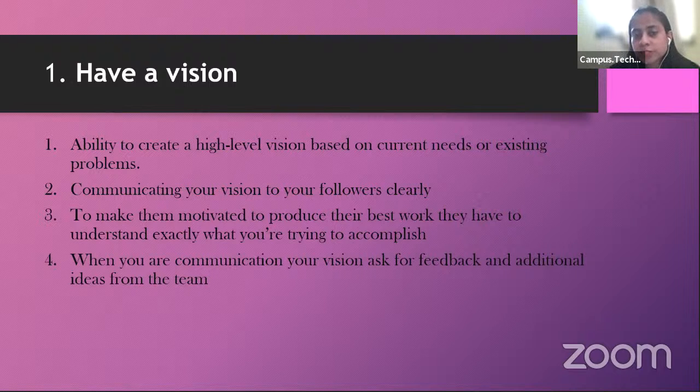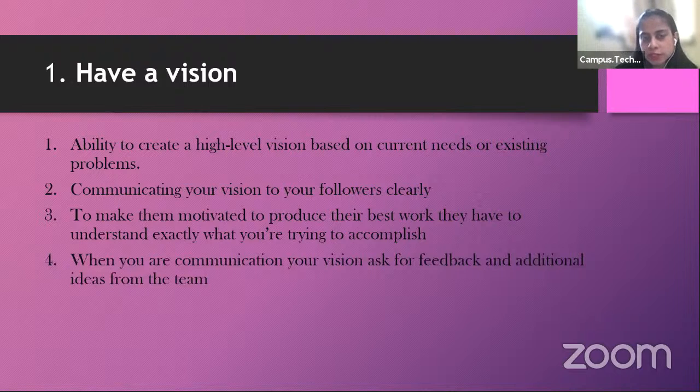Communicating your vision to your followers clearly. You need to communicate your vision to your followers very clearly. You don't have any scope that this communication can fail. So you need to communicate. Each and every person in your team should have the clear information about what is the vision and what is the vision on which they are working.